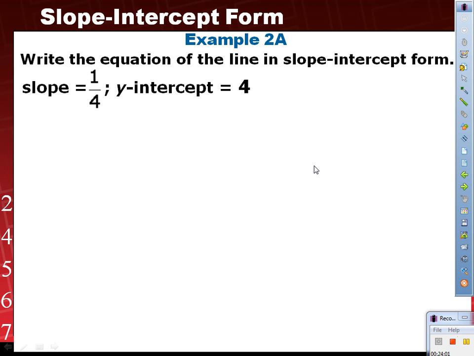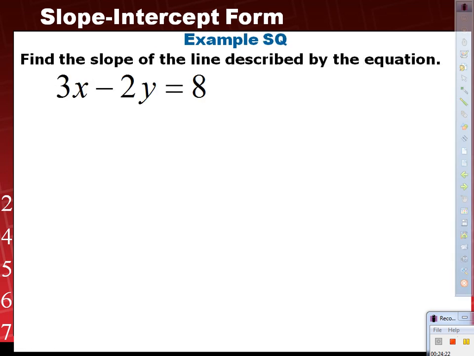Now check this out. Some of the homework problems are just going to ask you to write an equation. Look at this one. Slope 1/4, y-intercept 4. So you remember the equation on that one. Y equals 1/4 x plus 4. We got this, yes? However, copy this one. Last one. Example super Q. On your Cornell notes, it says, find the slope. You don't have to write the rest of it. Just write, find the slope. And here's the equation. 3x minus 2y equals 8.